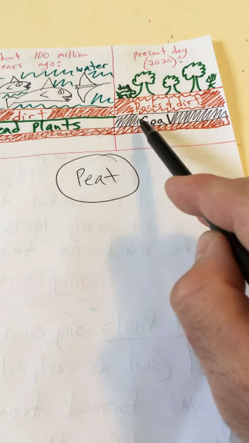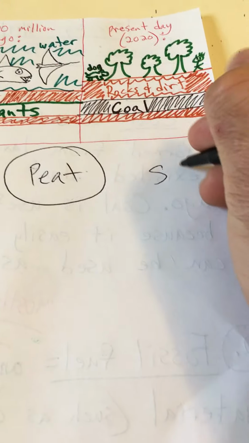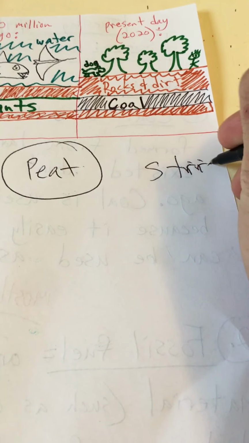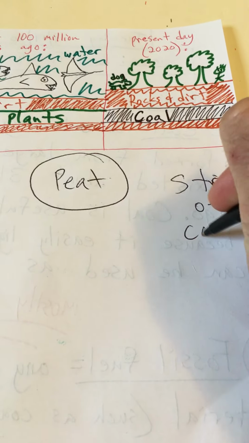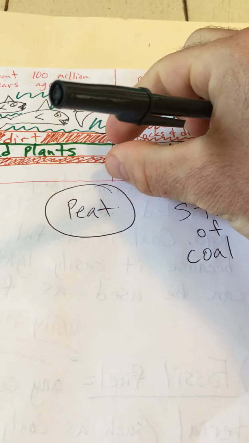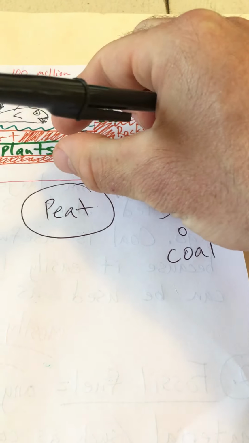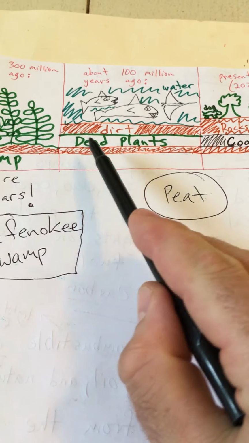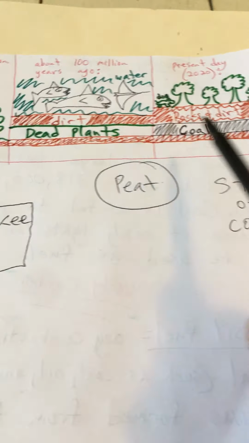So now you have this strip, S-T-R-I-P, strip of coal. Okay, it forms in strips like this, like in a layer. You'll have this giant strip, and all of it is coal because that's where all those dead plants had all died at around the same time.